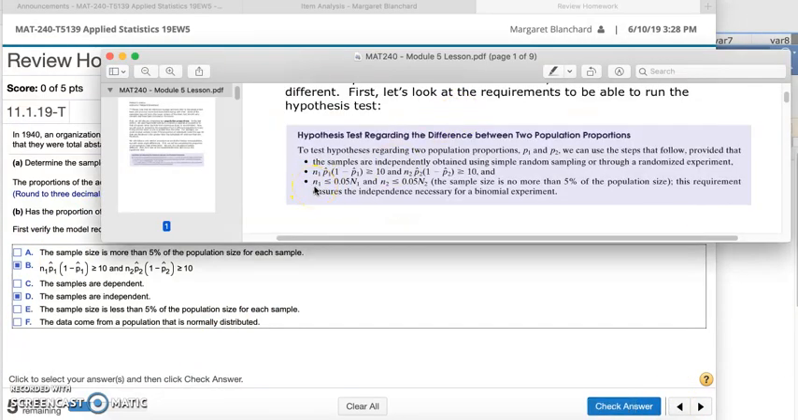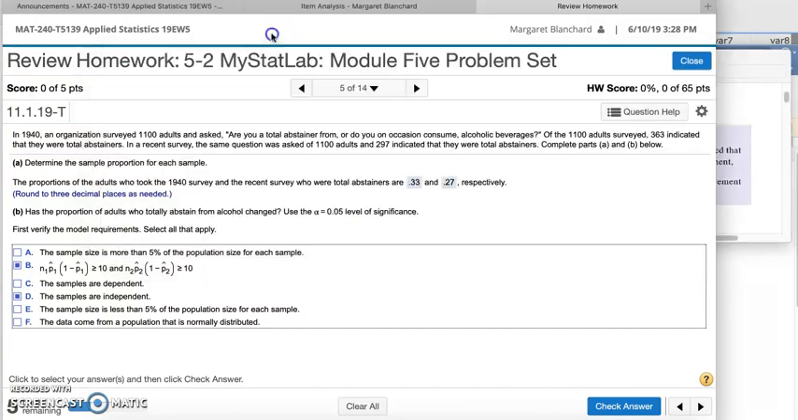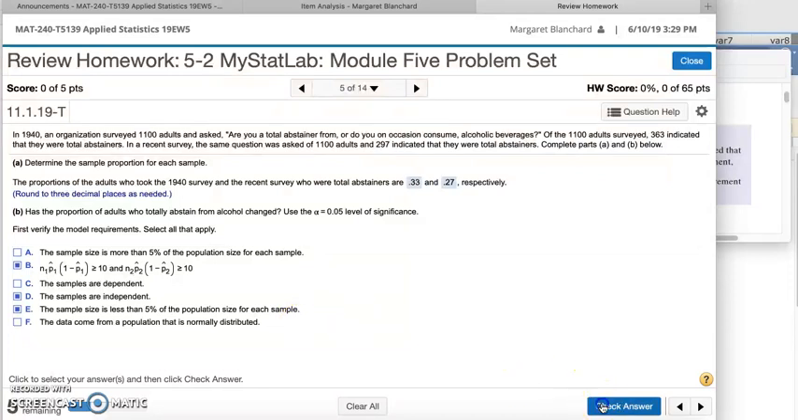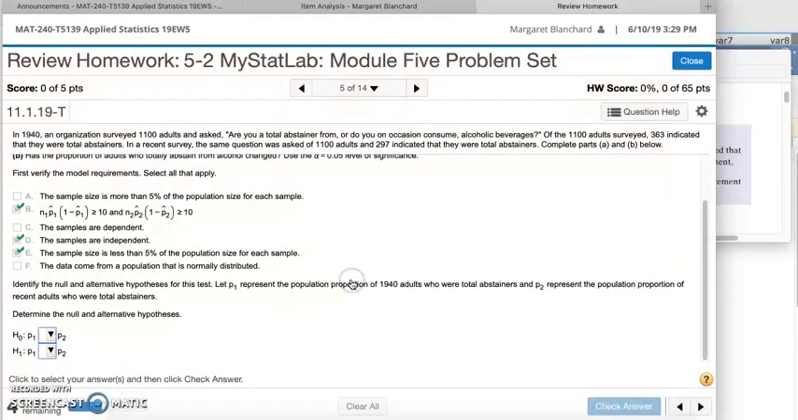So this one, the last one, talks about N1 being less than or equal to 5% of that population. Just making sure that it's small enough, basically. Now, again, it's not mentioned specifically in here, but we can infer this. The fact that it's only 1,100 adults, and they're talking about a broader population, you could assume maybe even the whole US or whichever geographic region they're in, 1,100 is clearly going to be less than or equal to 5% of that total population. So we can say the sample size is less than 5% of the population size for each sample. All right, so those are the 3 requirements. Check answer. Excellent. Let's move on.